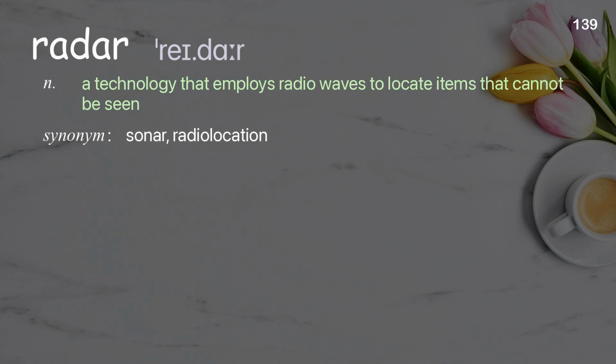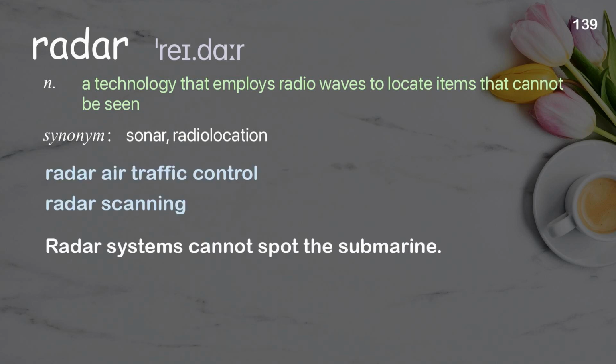Radar. A technology that employs radio waves to locate items that cannot be seen. Examples: Radar air traffic control. Radar scanning. Radar systems cannot spot the submarine.